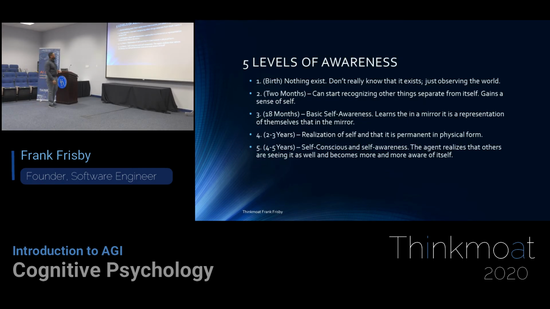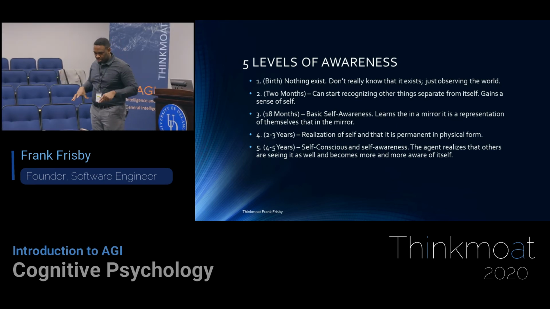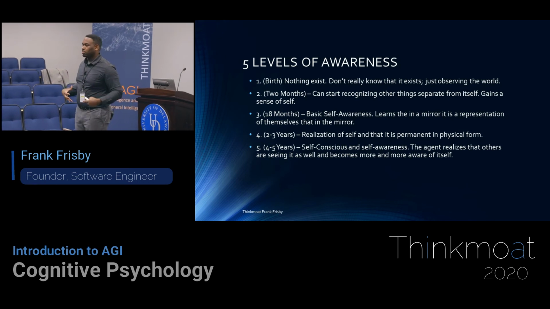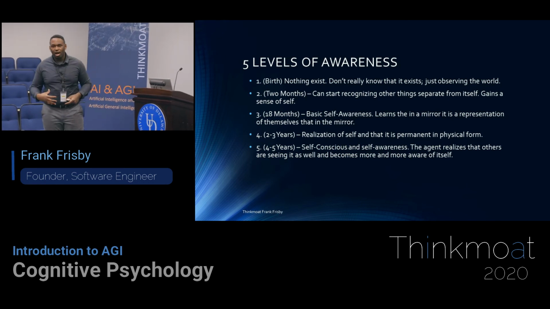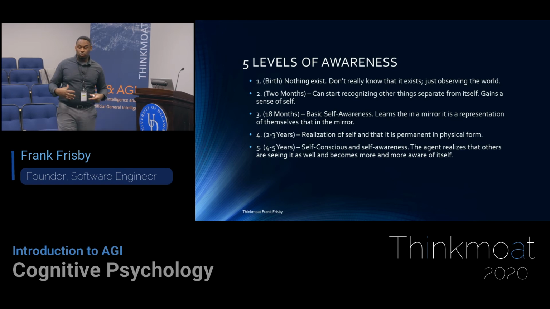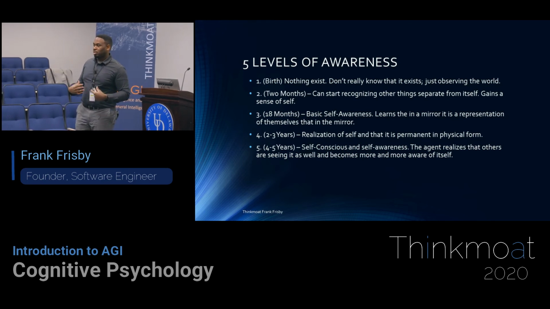So the 5 levels of awareness. Typically around birth, there's nothing. You just exist. In 2 months, you start recognizing other things separate from yourself. Around 18 months, your basic self-awareness develops, and you can start seeing things in the mirror and recognizing, maybe that's me. At 2 or 3 years, you start realizing who you are physically is not going to change. This is me. And then typically around 4 or 5 is when you start realizing, whoa, this is me, and other people are seeing me.